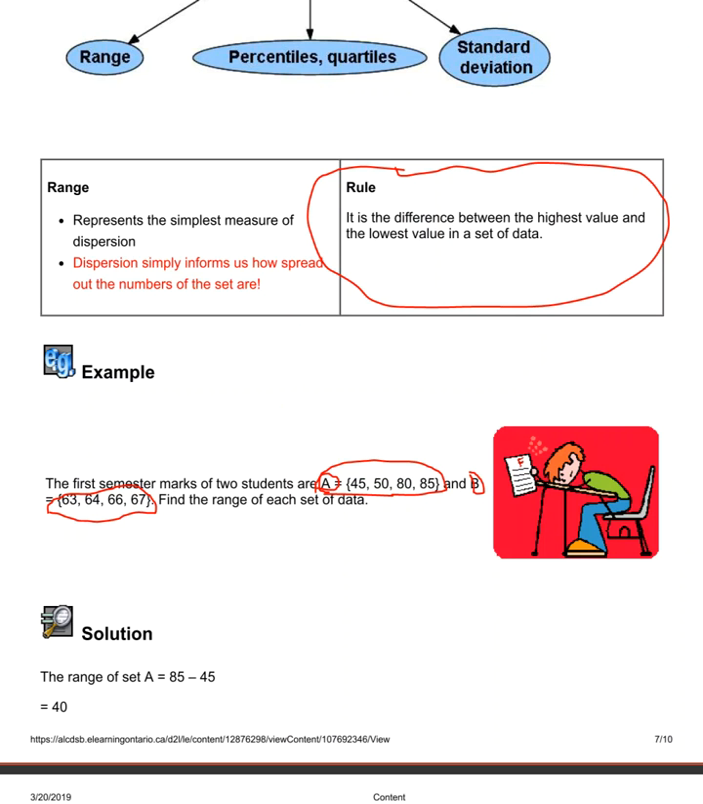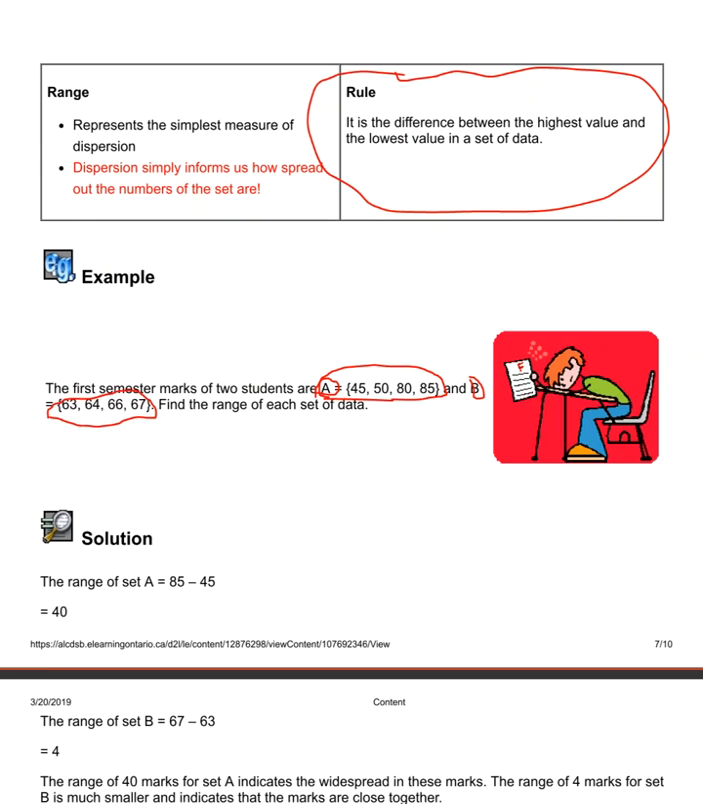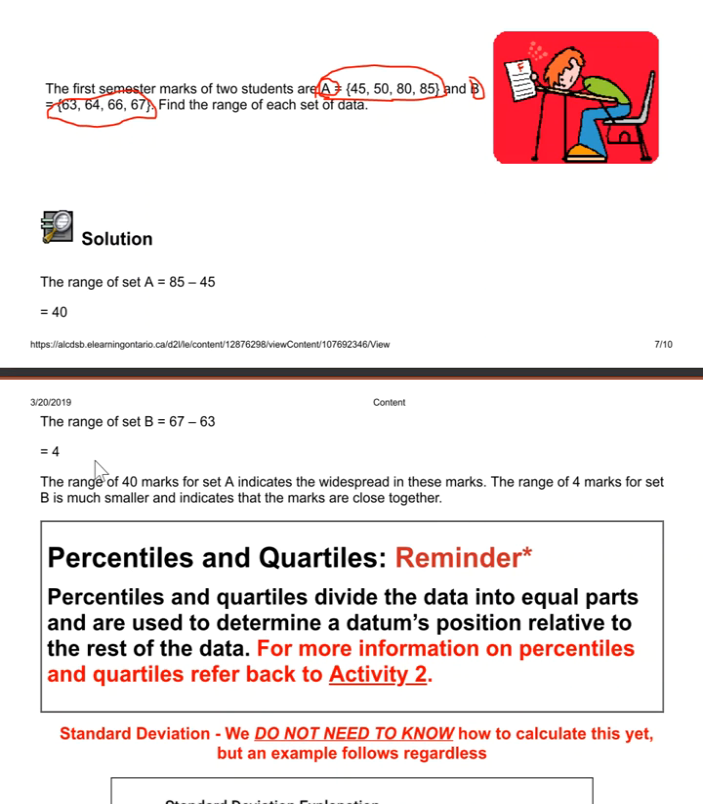If we scroll down, luckily for us, the data is in order. As we see, 45 is the least amount, 85 is the highest amount. So we do 85 minus 45, we get 40. That's the range for A. For B, is it in order? It's also in order. Highest is 67, lowest is 63. 67 minus 63, we get 4.